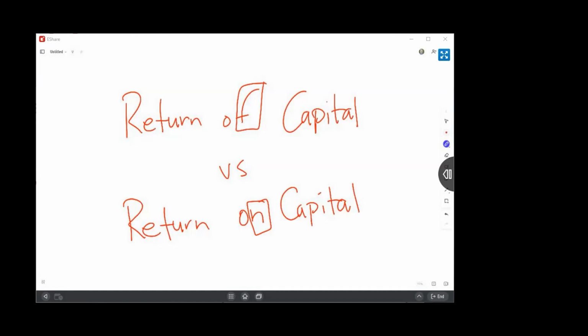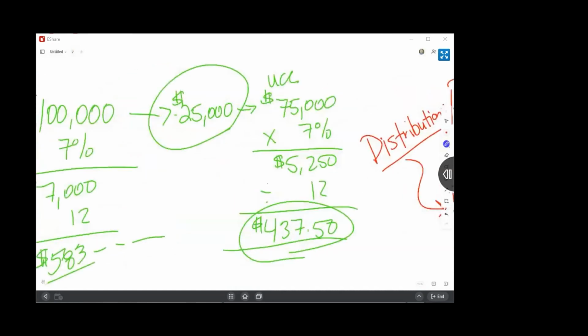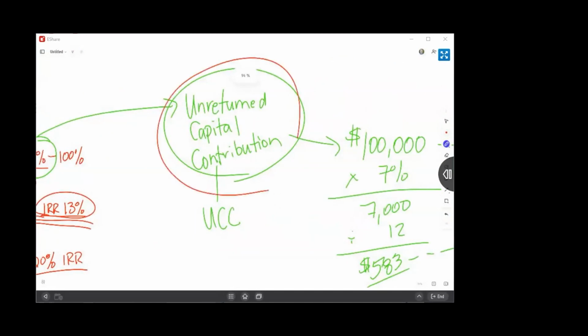But you want to make sure that you're always looking at distributions. This is the distinction here: the distributions should always be return on your capital. You want your distributions to be return on capital. And the reason why this is important is because if you remember back over here, we talked about this unreturned capital contribution, right? We talked about these unreturned capital contributions, and that's what your preferred return is based off of.